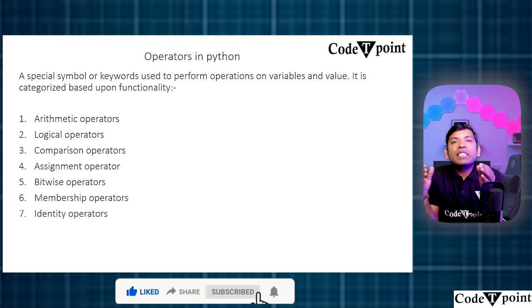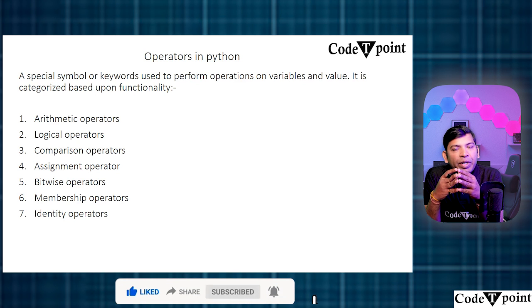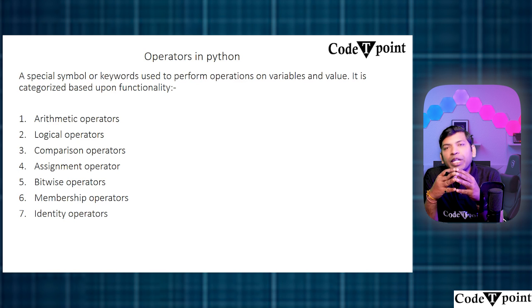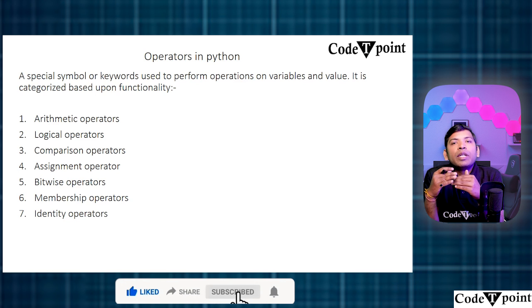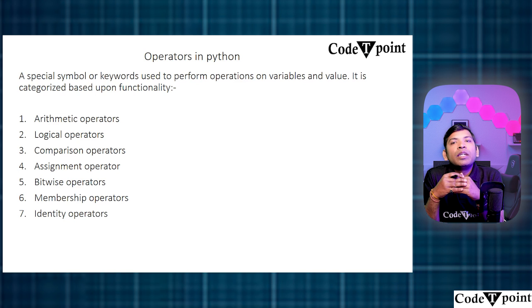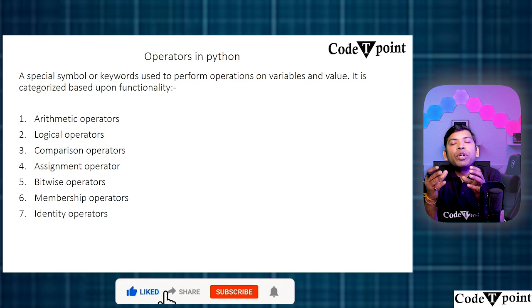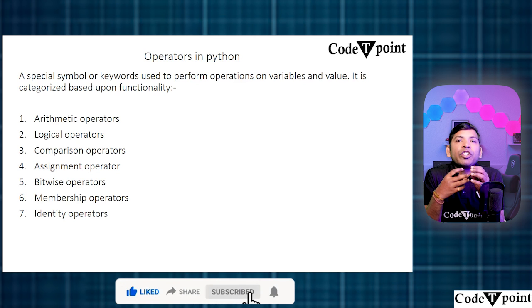So there are various categories of operators like arithmetic operator, comparison operator, logical operator, bitwise operator, assignment operator, membership operator, and so on. To start with, the first operator is the arithmetic operator. As the name suggests, in this operator we are going to use symbols to perform arithmetic operations.